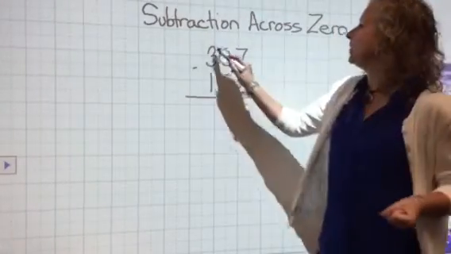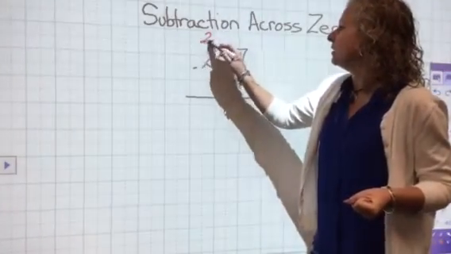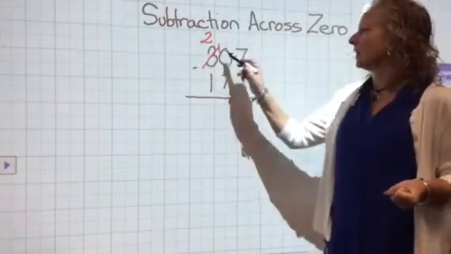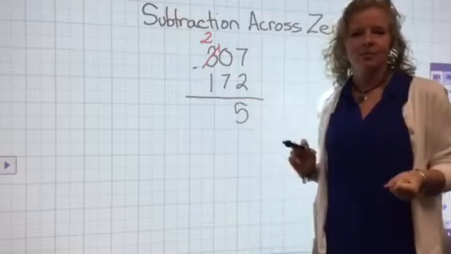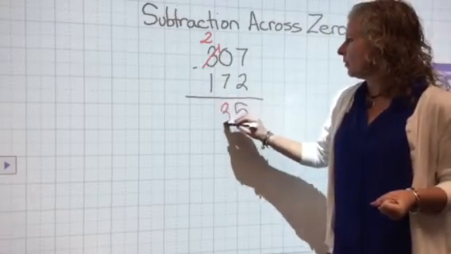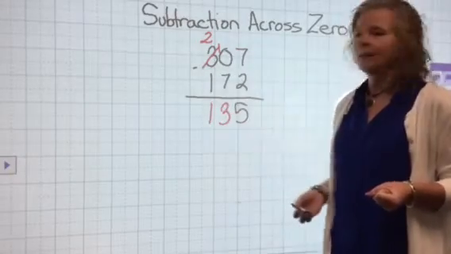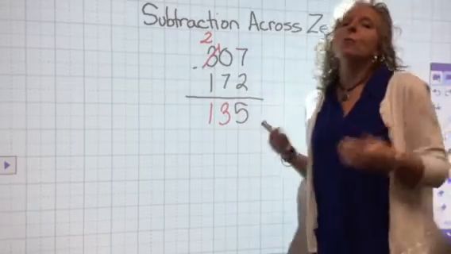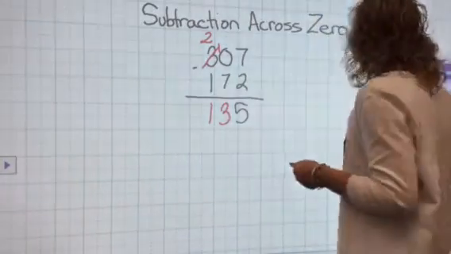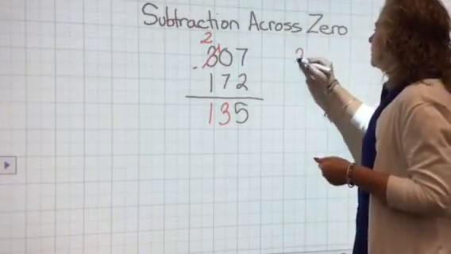We need to steal from our neighbor, so we turn that 3 into a 2, and we take the one that we took from it and stick it with the 10s. Now we have 10 tens. 10 minus 7 equals 3, and 2 minus 1 equals 1. When we're dealing with a 0 in the top number, it's the same thing where we're going to go across to our neighbor. Look at this.